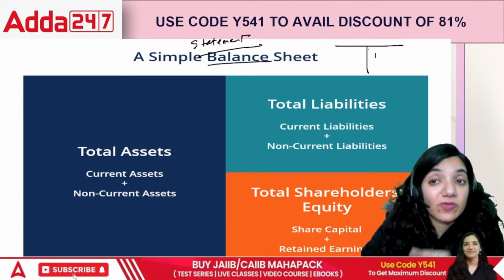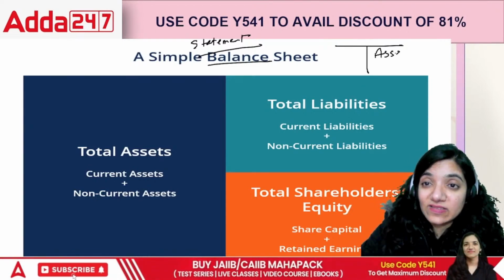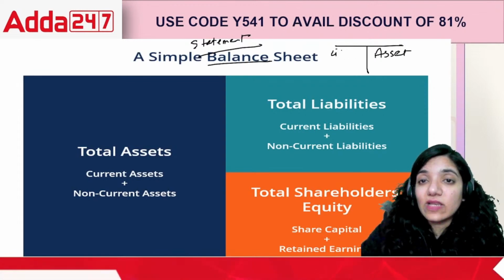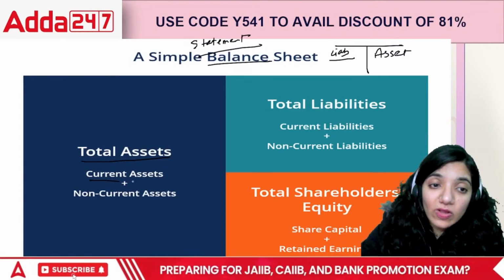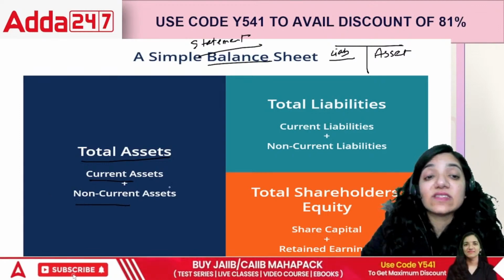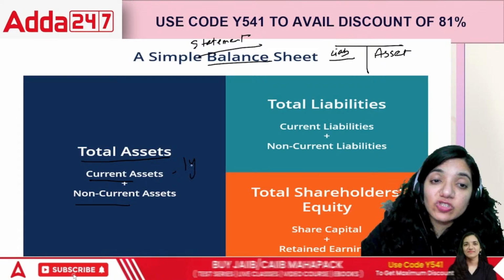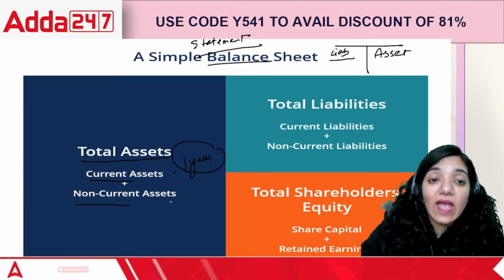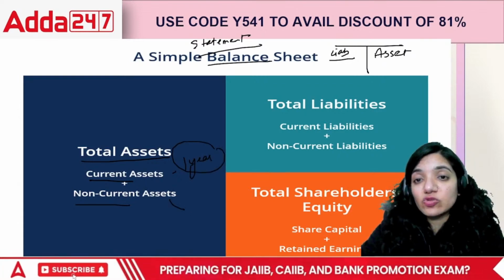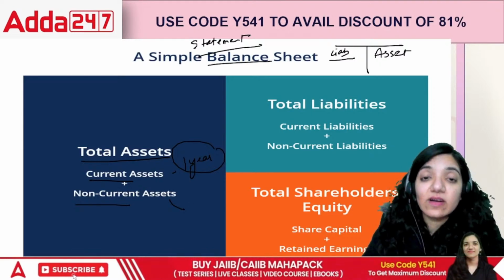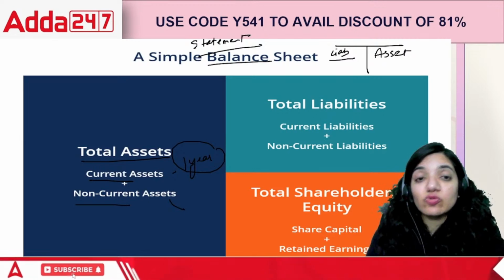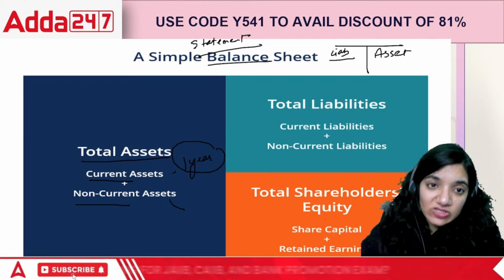It's not debit or credit. It says one side is called the asset side and the other side is called the liability side. How do they specify? The assets would include all the current as well as the non-current assets. Current assets means any asset which is used for less than 1 year, and anything which is used for more than 1 year is non-current.